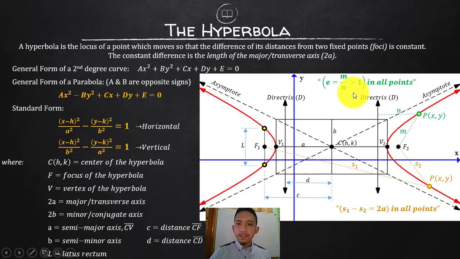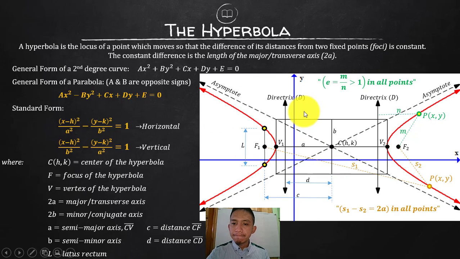What else? Let's verify the eccentricity. Why is it that we have an eccentricity bigger than one in the hyperbola? I will consider any point, let's say this point. If you take the ratio of the distance of that point to the focus with the distance to the directrix, m will always be bigger than n in the hyperbola.